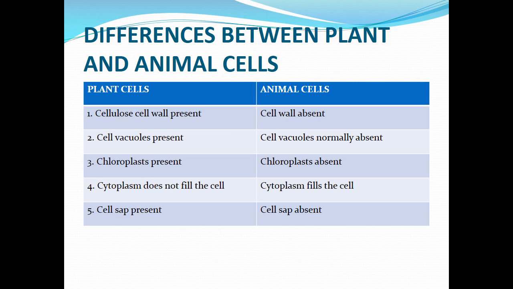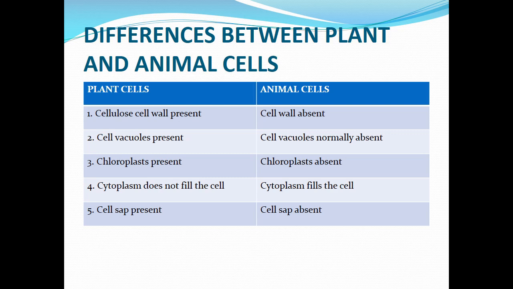3. Chloroplast present in plant cells. Chloroplast present, and we said the chloroplast is the green pigment in plants. And then animal cells, chloroplast is absent. Number 4. Cytoplasm does not fill the cell in plant cells. But in animal cells, cytoplasm fills the cell. Number 5. Cell sap present in plant cells. And number 5 of animal cells is cell sap absent.